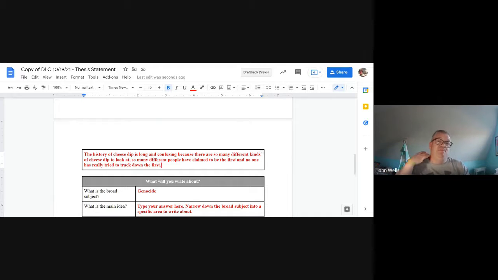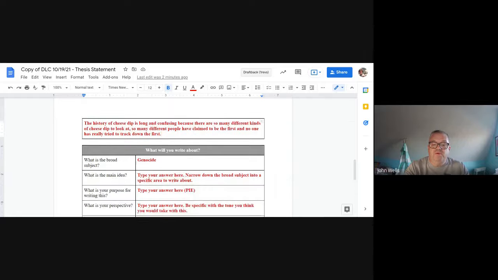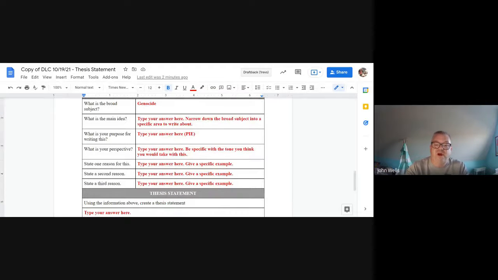Now, if I'm doing my research and I'm going along and then I start to wander off into how much cheese dip costs or what some of the main ingredients are, I have to come back and look at this thesis statement and say, okay, does this really help explain my thesis? Because if it doesn't, it's extraneous, it's distracting, it's not necessary in my paper. Okay, so what you will have down here, again, is the same process. I gave you the broad topic, you narrow it down, you give your purpose, you give your perspective, and then you give the three things that you would like to look at.